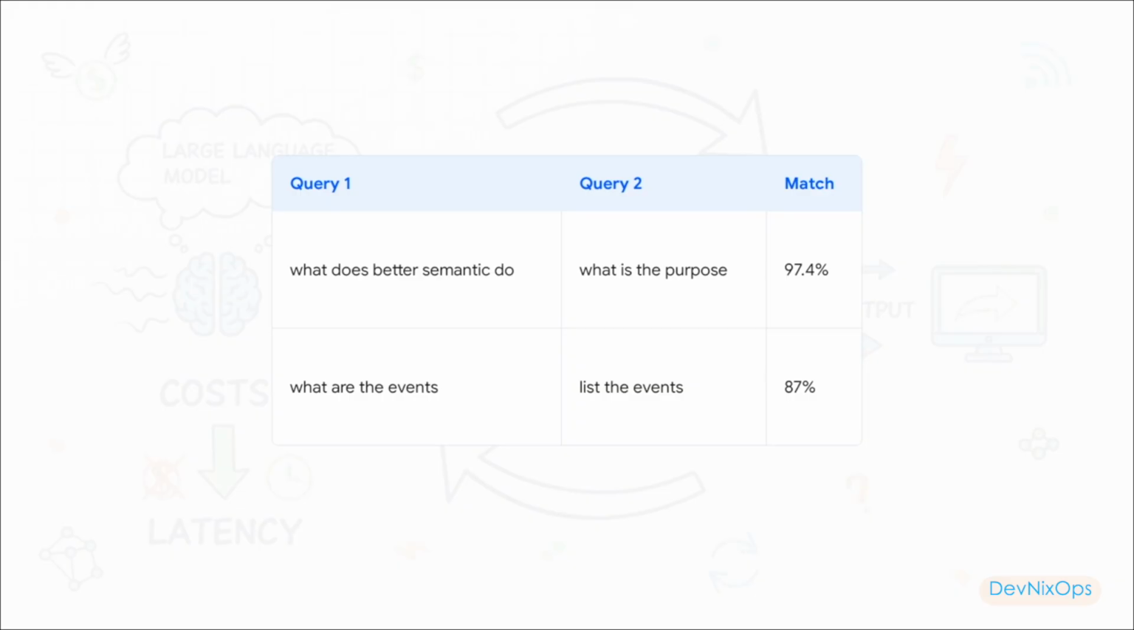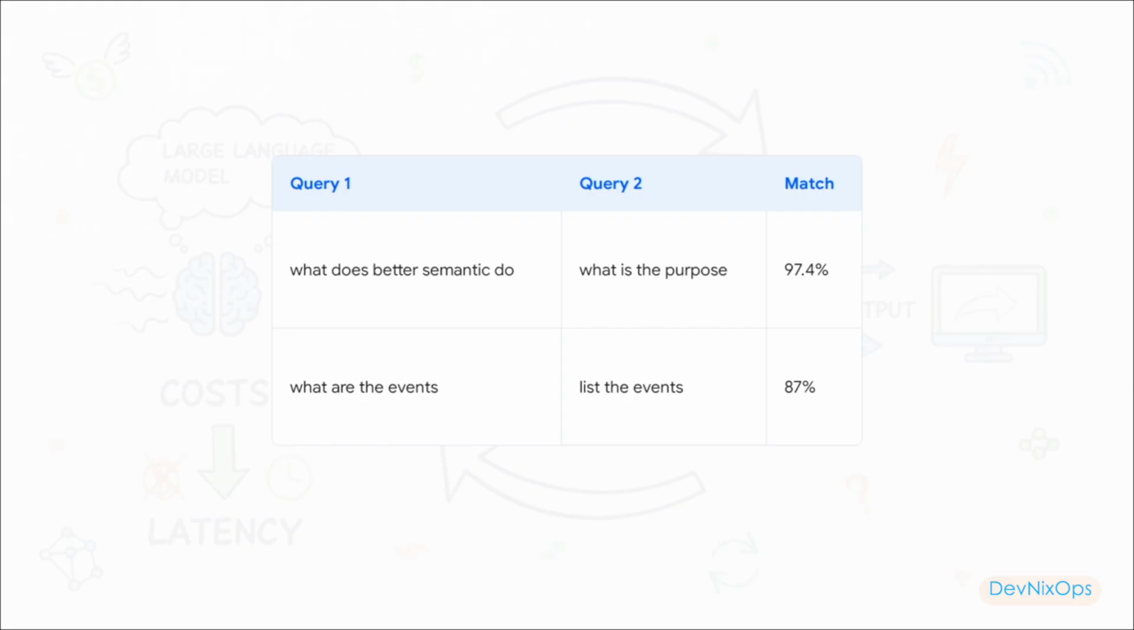Now, what's really interesting about this is how the system actually knows the queries are the same. It all comes down to semantic similarity scores. Think of semantic caching like a highly intelligent bouncer at a club. The bouncer compares the new query to the cached queries and assigns a similarity score. For instance, if a user asks, "What does better semantic do?" versus "What is the purpose of BetterDB semantic?" BetterDB scores that a 97.4% match.